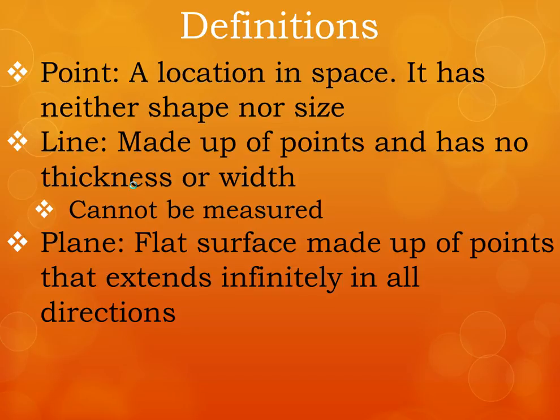It's a flat surface made up of a whole bunch of points. It extends infinitely in all directions, so in a 2D direction, at least. So we have our length, so we're going left and up, or down and out, or whatever. So those are your three basic definitions. A lot of geometry revolves around using points, lines, and planes, and then specific types of points, lines, and planes.